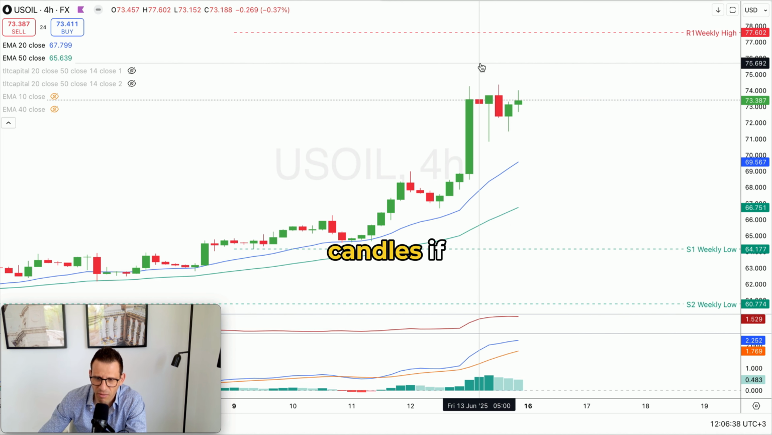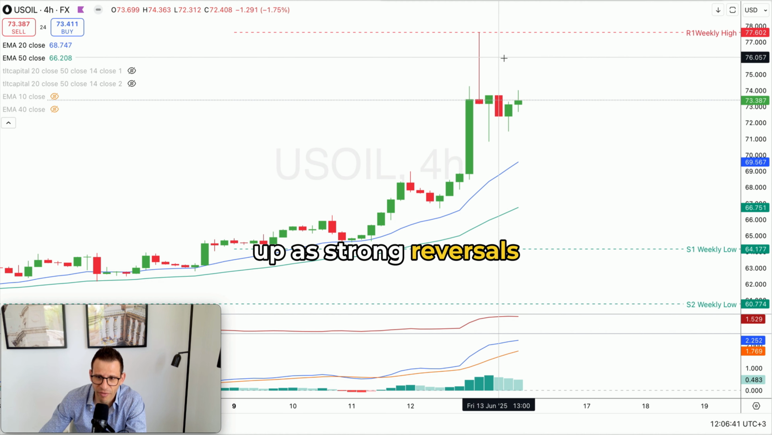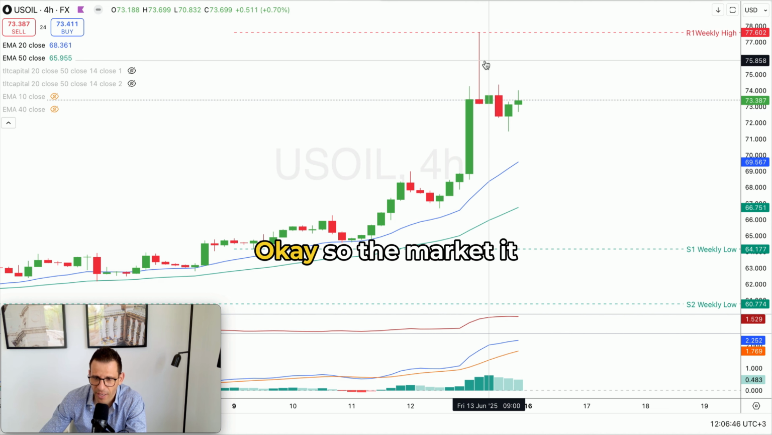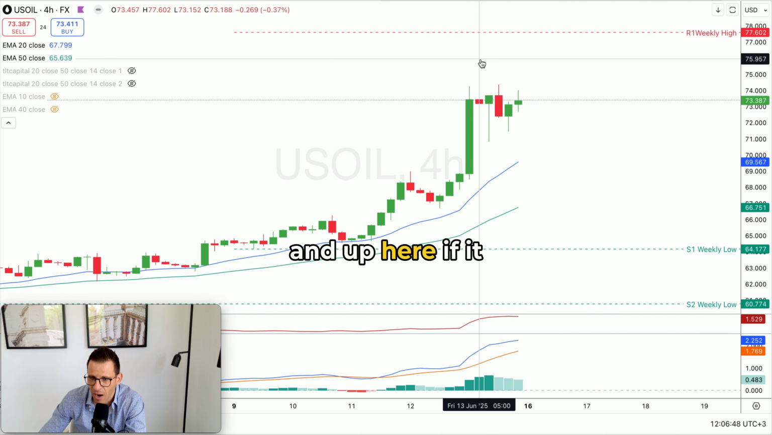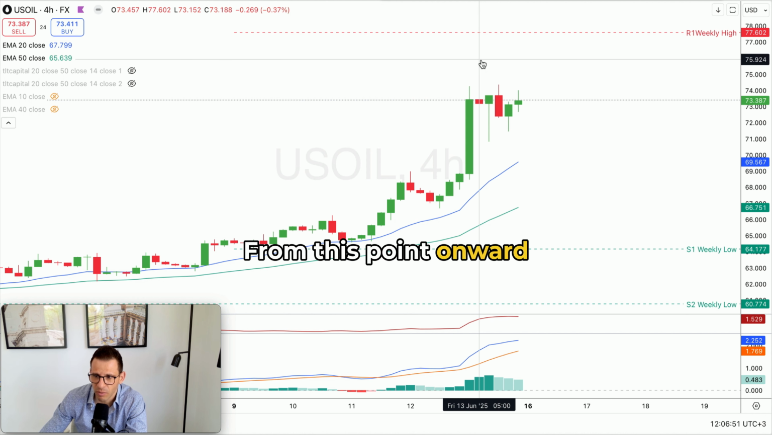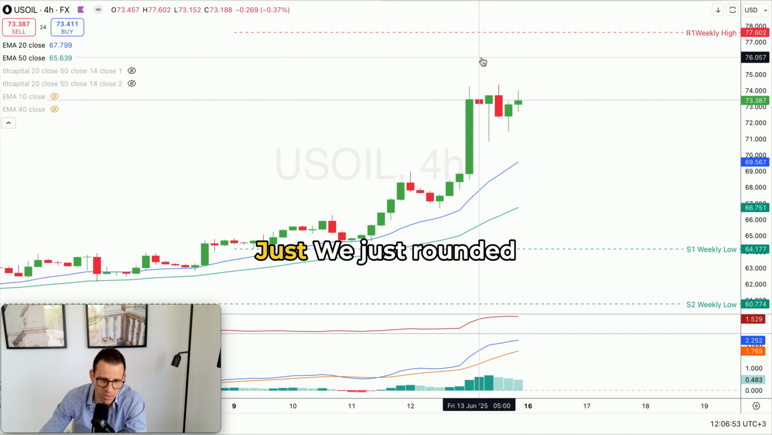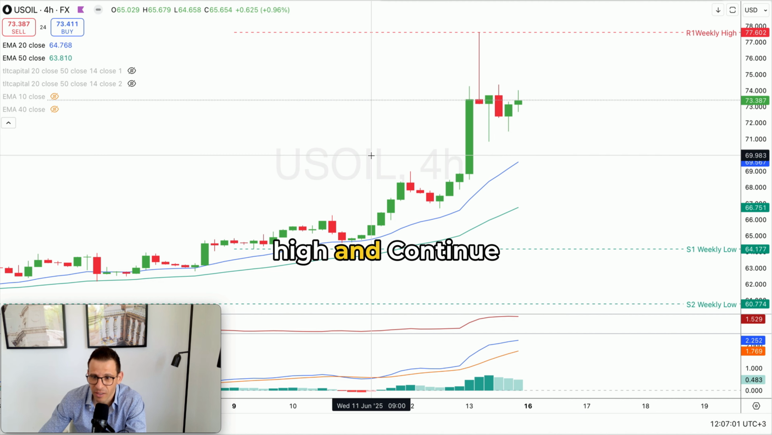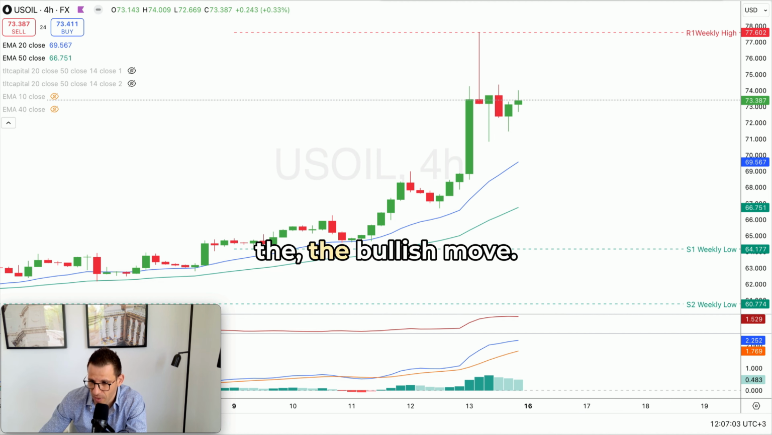Now, usually these candles, if they're going to end up as strong reversals, they're going to do it somewhere in the middle of the candle. So the market might retrace up here. If it doesn't sell off from this point onward, guys, about $76, we just rounded, we might see the price break above the previous week's high and continue the bullish move.